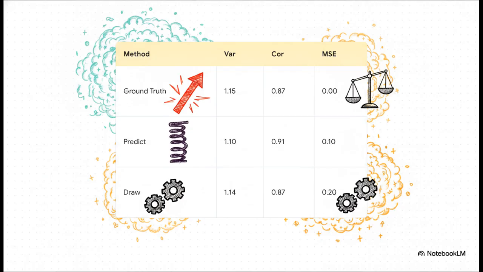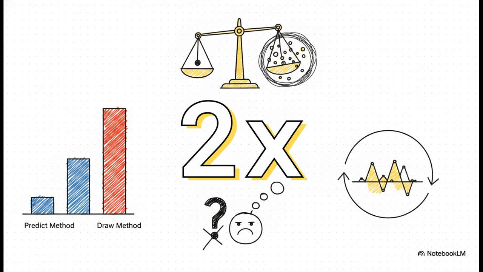But the draw method? By adding that random noise, it perfectly preserves the true data relationships, giving us an incredibly accurate variance in correlation. But here is the craziest part. Look at the MSE. The draw method actually doubles the mean squared error compared to the predict method. It is technically twice as inaccurate on a single point-by-point basis, yet it's vastly superior for maintaining the integrity of the whole dataset. This proves exactly why using MSE as your sole judge for imputation quality is a terrible idea. It prioritizes individual point accuracy over the actual variability of the entire population.